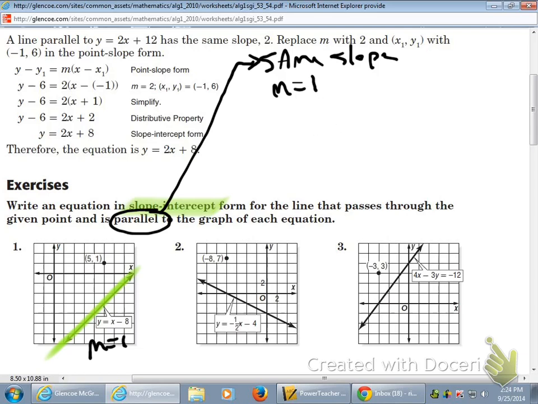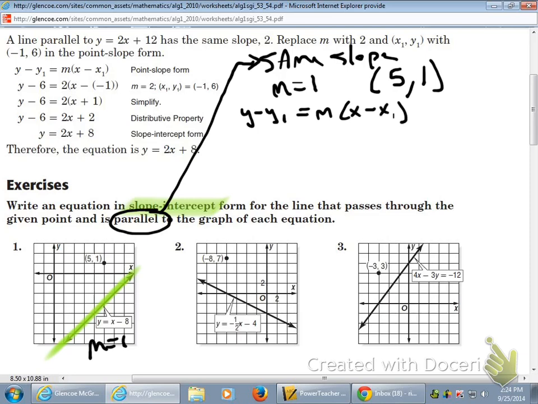Now, what point do I have to go through? I have to go through the point 5, 1. That's what they gave me right here. So the first thing I've done is just to determine what it is I'm looking for. I'm looking for a line that goes through 5, 1 and has a slope of 1. Well, wait, this is just like yesterday's work. I should start with point slope form and then change my answer to slope intercept form.